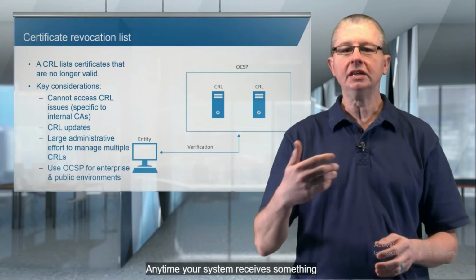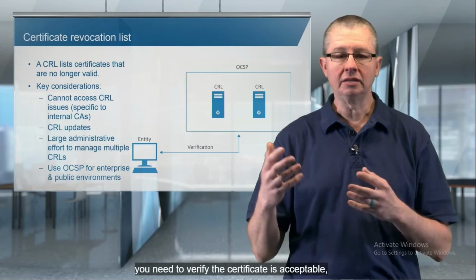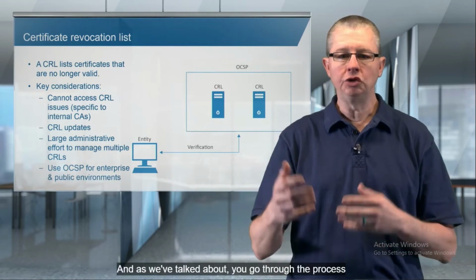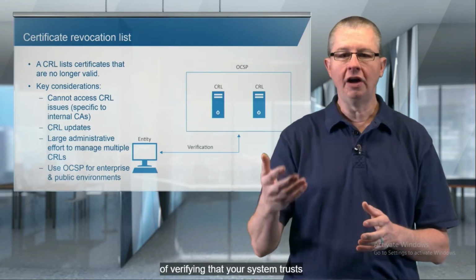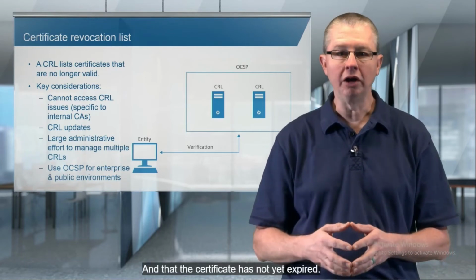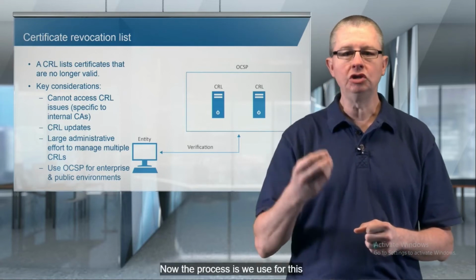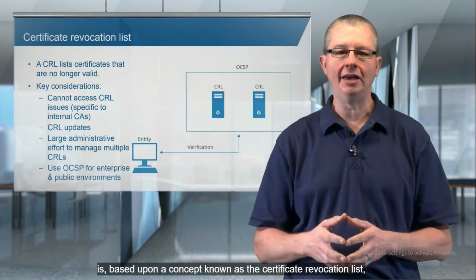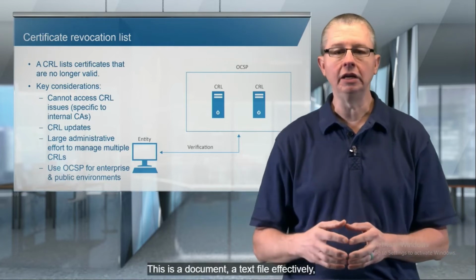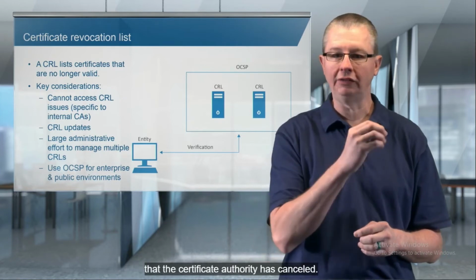Anytime your system receives something that has been signed by a certificate, you need to verify the certificate is acceptable, valid, and still okay for you to accept as proof of someone's identity. And as we've talked about, you go through the process of verifying that your system trusts the issuing certificate authority and that the certificate has not yet expired. And then the last thing you check is whether or not it's been revoked. Now, the process we use for this is based upon a concept known as the Certificate Revocation List, or the CRL. This is a document, a text file effectively, that is a listing of the serial numbers of the certificates that the certificate authority has canceled.